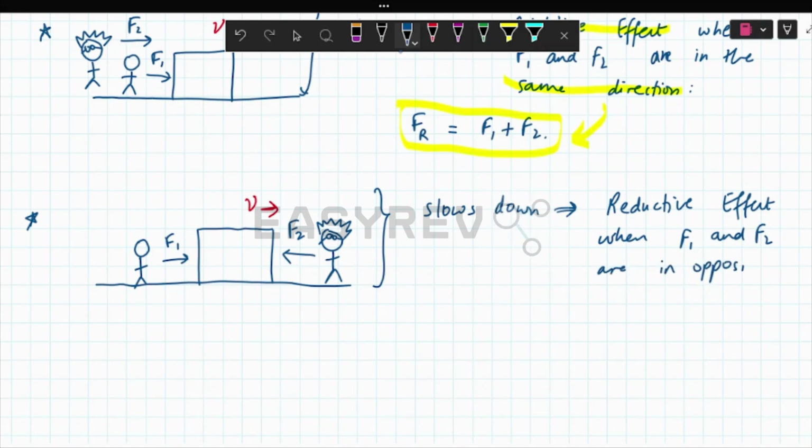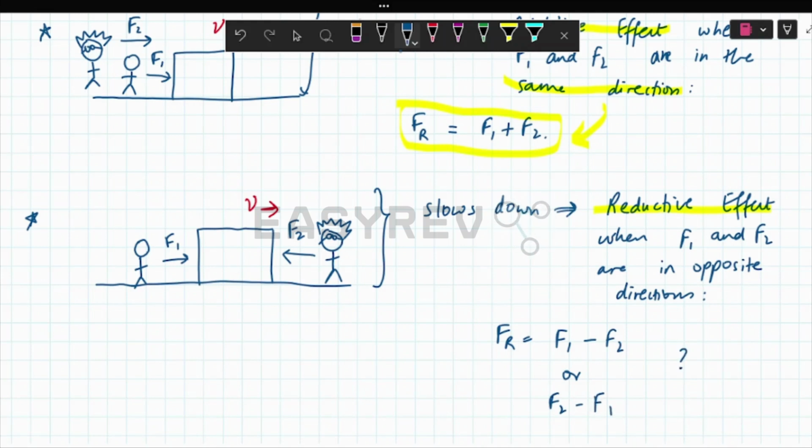So notice how it's the same forces F1 and F2. There is now a different physical result entirely, simply because we've arranged the forces F1 and F2 in opposite directions. So now when it comes to numerically representing this reductive effect, it's a matter of simply subtracting F1 and F2. Now, when I talk about subtracting F1 and F2, I could do that in basically two ways, right? I could write this, or I could write this, right?